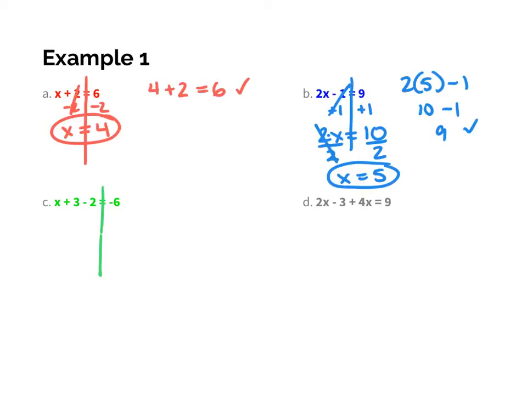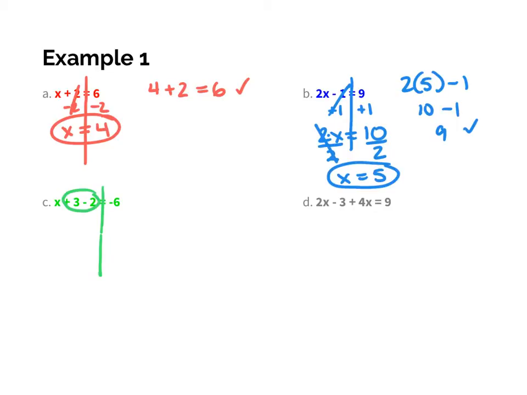simplified. What I mean by that is up here, x plus 2 is simplified because those aren't like terms. 2x minus 1 is simplified because those aren't like terms. Heck, even the 6 and the 9 are simplified because you can't do anything with them. Now here, I have positive 3 and minus 2.